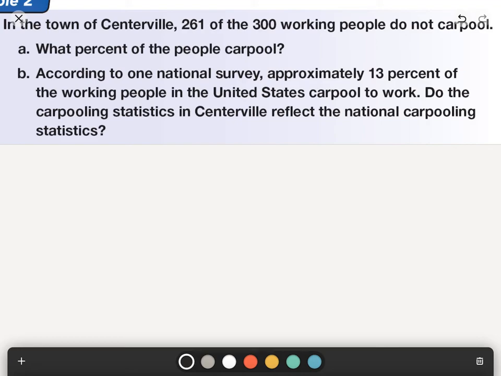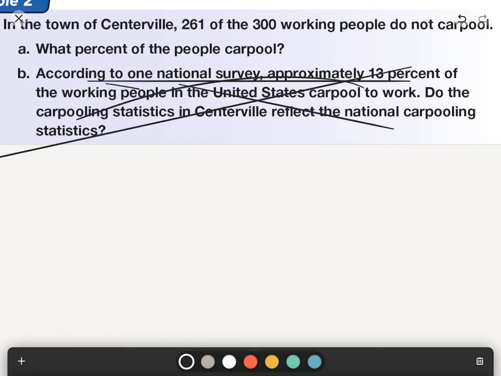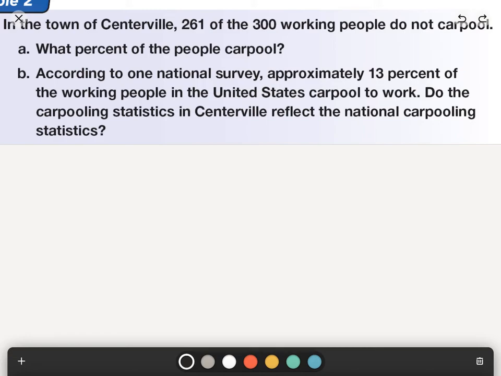261 of the 300 working people do not carpool. Okay, so we're going to find out what percentage of the people do carpool. And by the way, if you want to start making your percentage box and start working on this ahead of me, that is good. And don't even worry about part B until you have the answer to A, because it'll be obvious, and there's no point in even thinking about it till you have your answer for A.